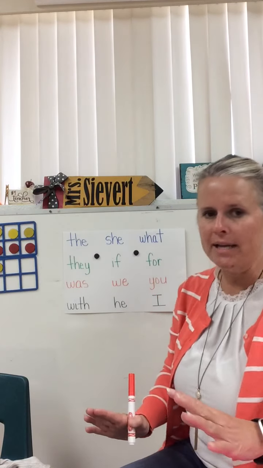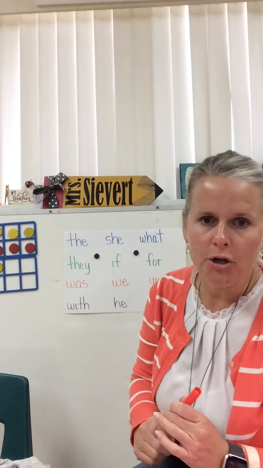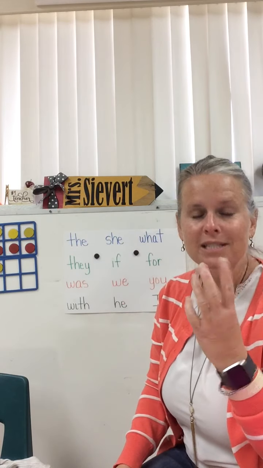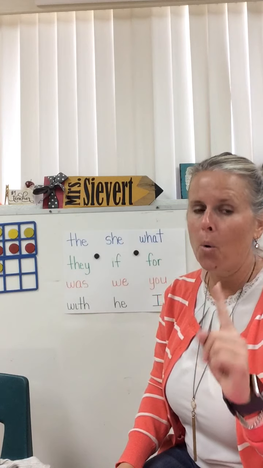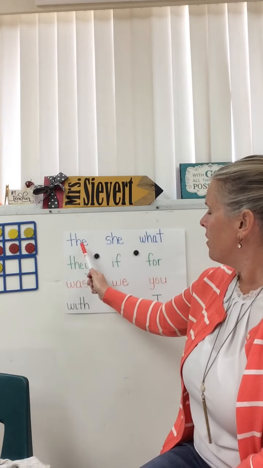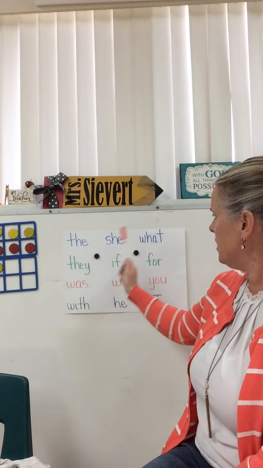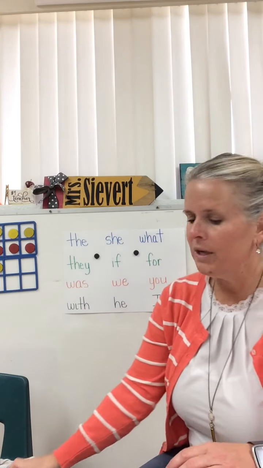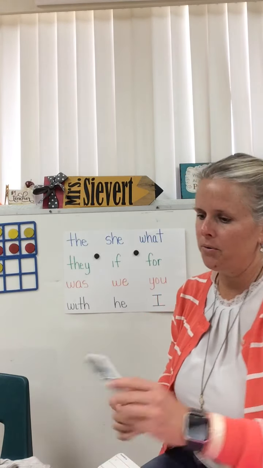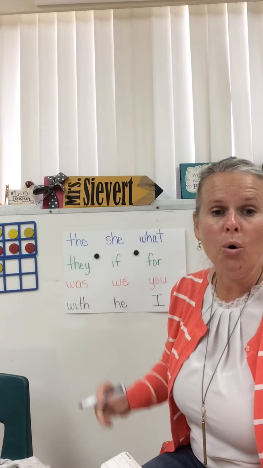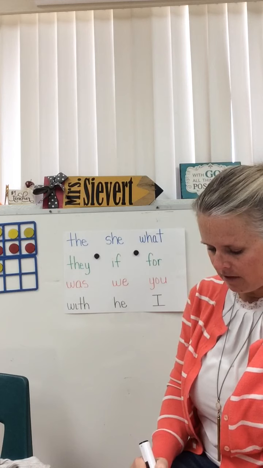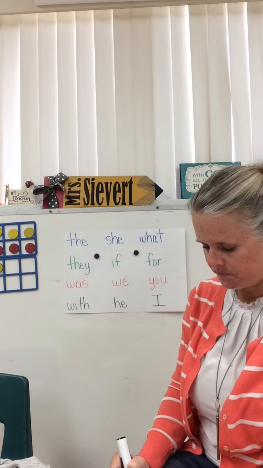So for our person, on your whiteboard, you're going to be looking at this top row. These are your 3 choices. One of them is a pronoun: the, she, or what. I want you to write on your board which one is the pronoun. And I'm going to write what Cole wrote. So I want to see if you also got this one.